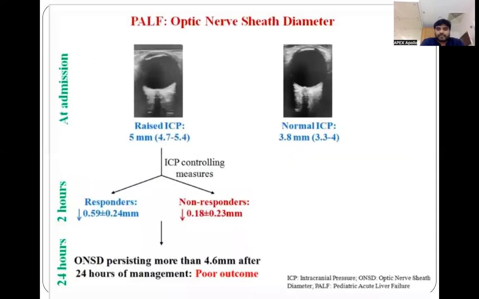The normal optic nerve sheath diameter is 3.8 mm. If the optic nerve sheath diameter is more than 5 mm, that signifies raised ICP. If it is not controlled with ICP control measures, and the diameter is still more than 6 mm after 24 hours of management, that means the patient will have a poor outcome.